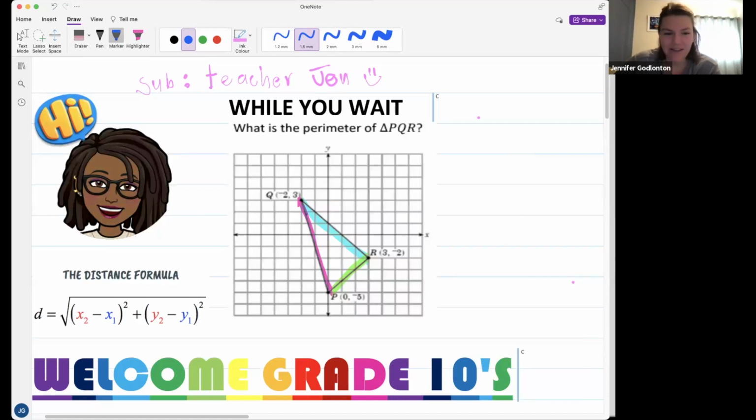I think I'm going to write over here. Then you might be able to see a bit better. So the distance of QR. Hello, hello, hello, everyone.